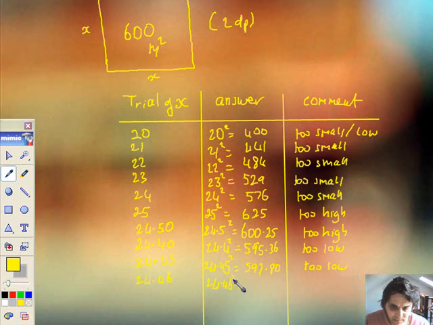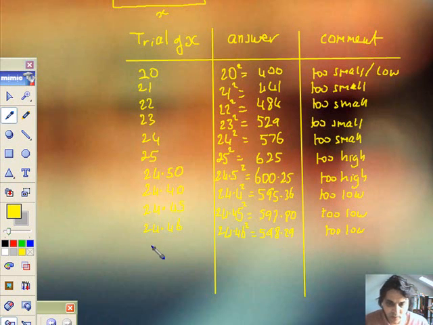We're going to square it. 24.46 squared, and I've got 598.29. Still too low. Try one more. 24.47. Just take it up a little bit more. Take it up by another hundredth.